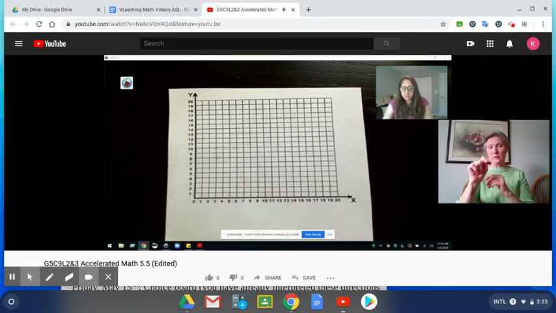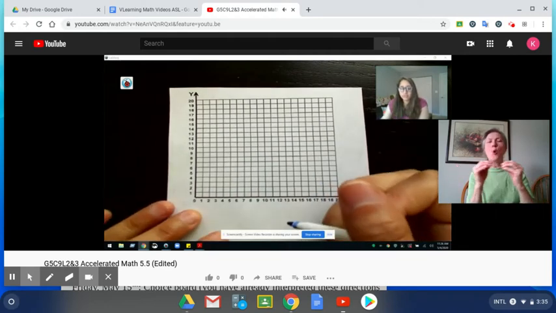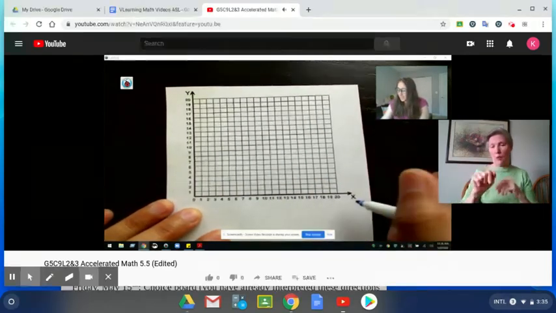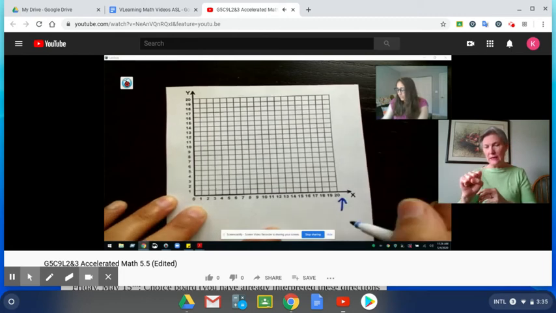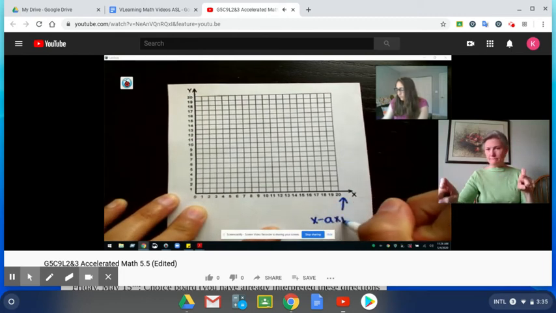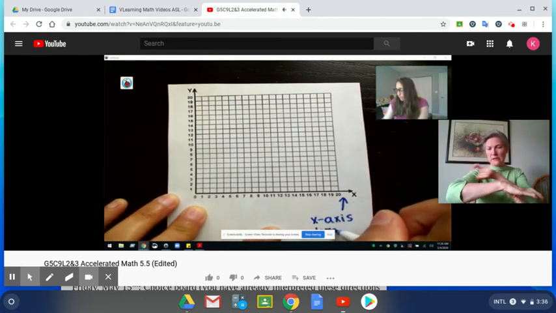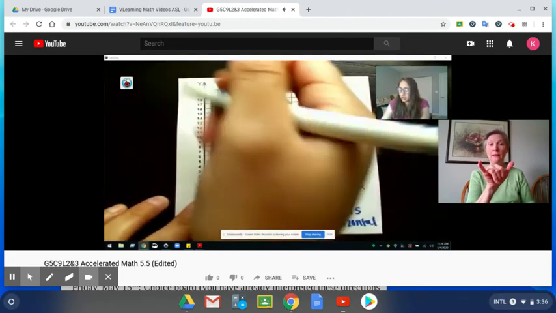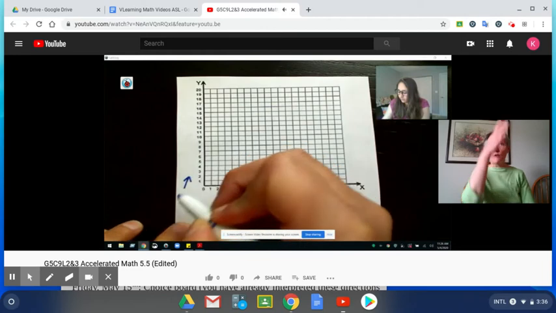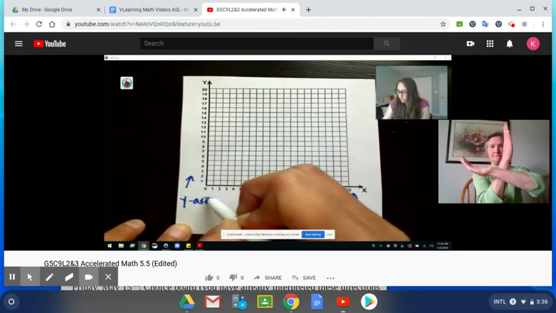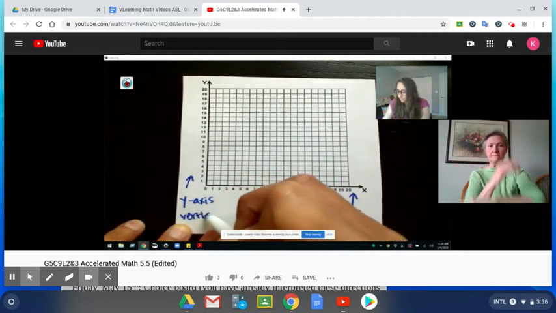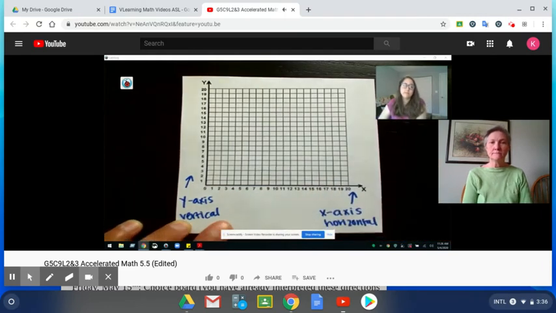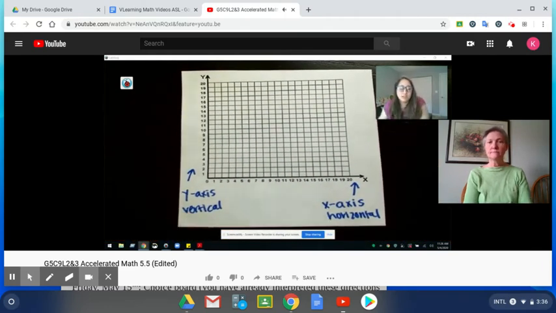All right, so let's think about these axes just a little bit more. Axes, again, are the plural of the word axis. You've got your x-axis, which is horizontal. And you've got your y-axis, which is vertical. What is the direction that the x-axis runs?